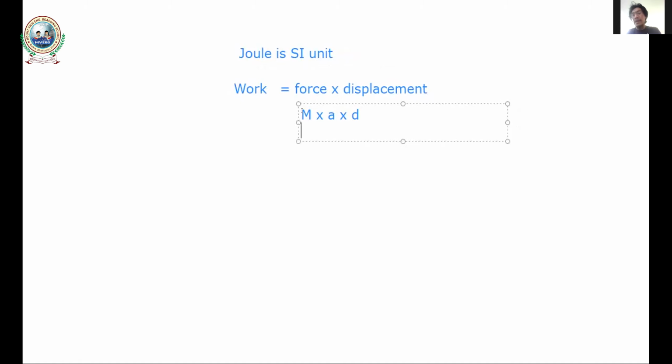And displacement is sometimes denoted by D, or sometimes it can be denoted by small s. So M for mass, A for acceleration, and S for displacement. And we need to know that these are the simplified form of quantities. Then we can replace these quantities by their respective units. The SI unit of mass is kg, so in place of mass we can write kilogram. Then the SI unit of acceleration is meter per second square, meter slash second square. And then the unit of displacement is meter.